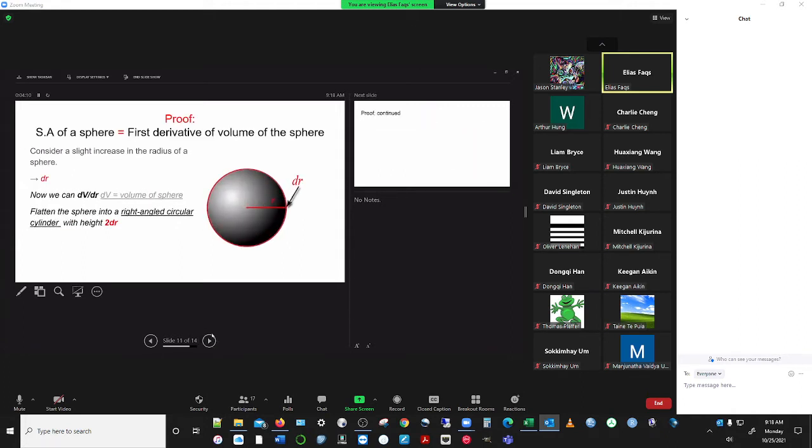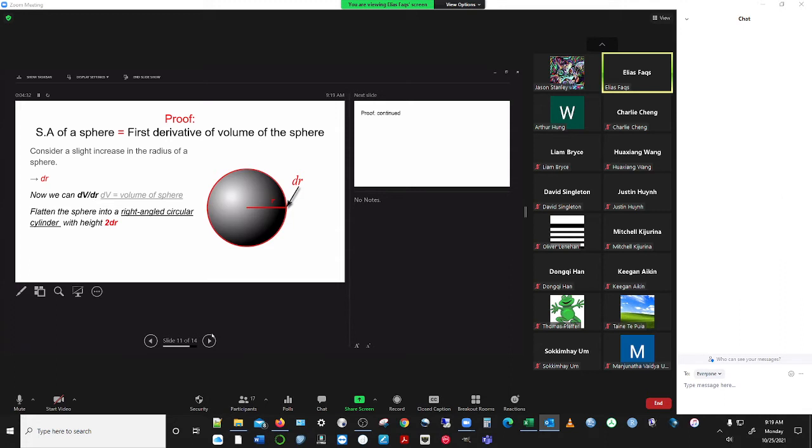So what we do in this case, we take an existing sphere and we add a small length to the radius, and we give that small length the name dr. So now we can calculate dV over dr, which dV in this case is the volume of the sphere.